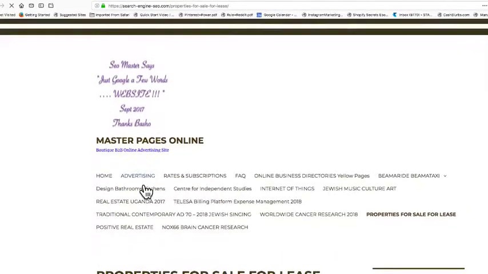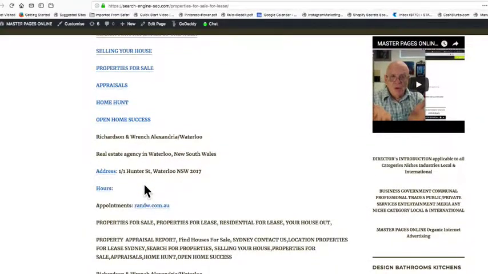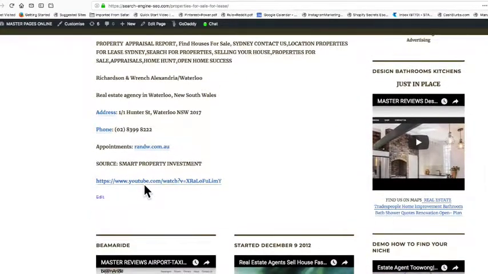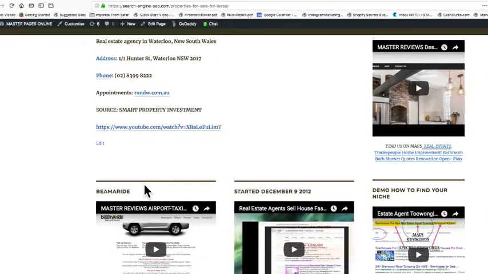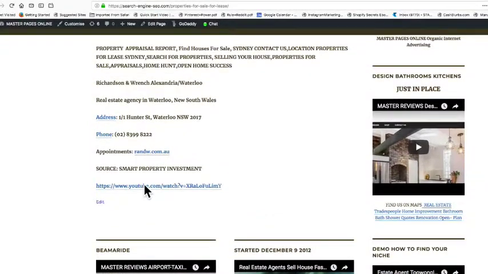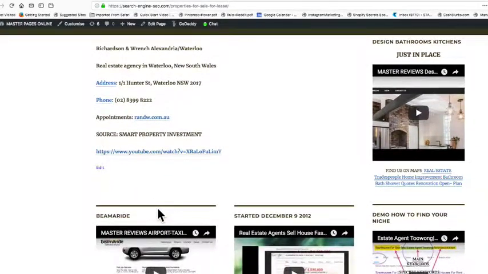So somebody who's looking generally for property comes here, and they see, oh, well, this is a Sydney thing, but I'm interested in that, and then they go there. So I'm actually very, very pleased with that. I didn't realize that I was so clever. If I push this button, the first one, it really does take me back to property for sale for lease, where we started.